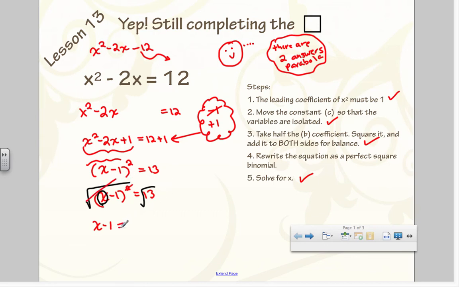But remember, we did this a little while ago. When you take the square root of something, you have the positive and the negative root of it. X is almost solved for. I'm going to take this minus 1 and move it to the other side. So we have x equals 1 plus radical 13, or 1 minus radical 13. So you're kind of looking at that going, all right, that's a nice ugly number. What does that mean? Well, we'll show you what it means.